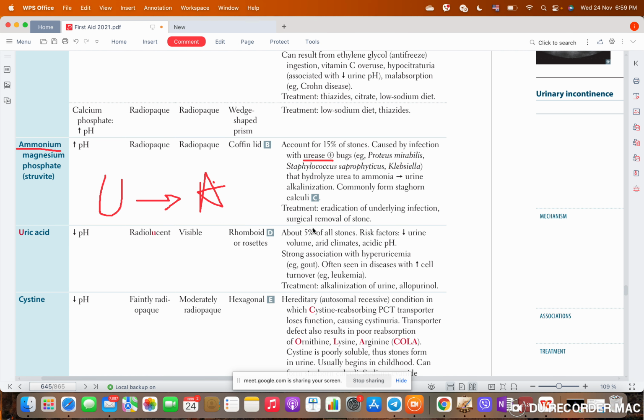If we speak about urease positive organisms, they basically convert the urea into ammonia, and that ammonia is alkaline. That alkaline makes the pH much higher. When the pH is much higher, that will lead to a precipitation of the stone. So which bugs are urease positive, can lead to formation of ammonia, and can lead to formation of the stone? Well, this includes the Proteus mirabilis.